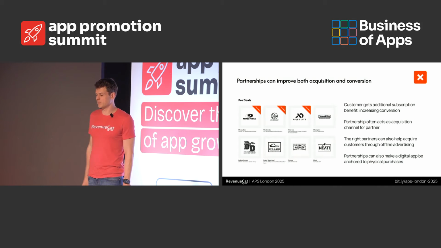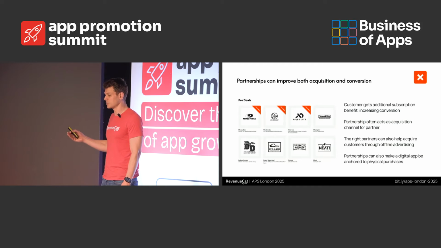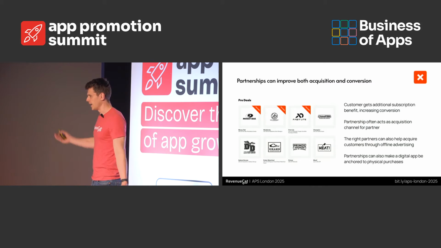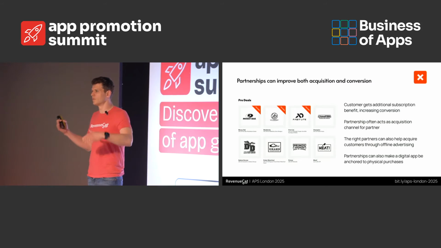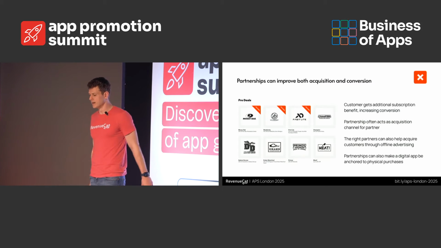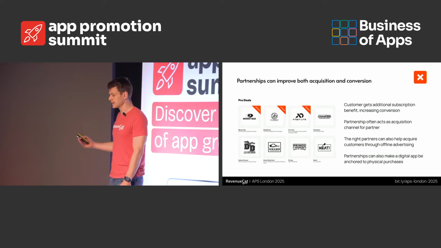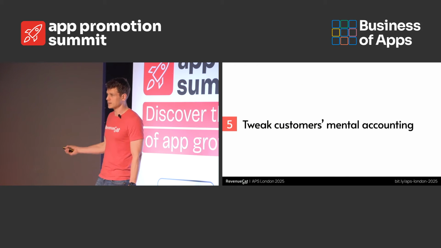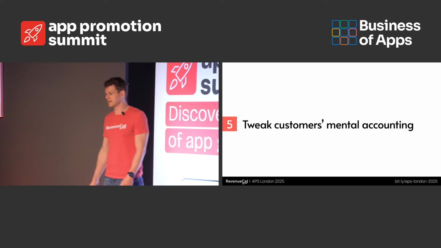But conversely, these partners can also help you acquire customers through offline advertising. Again, in this case, they're partnering with apparel or equipment brands who then might in turn recommend their customers to check out the Onyx app. Also, partnerships can help make a digital app be anchored to physical purchases. What do I mean by that? That takes me right into number 5, tweaking customers' mental accounting.